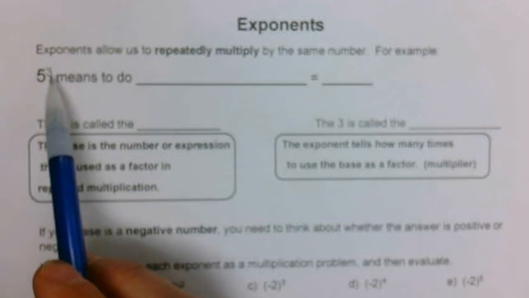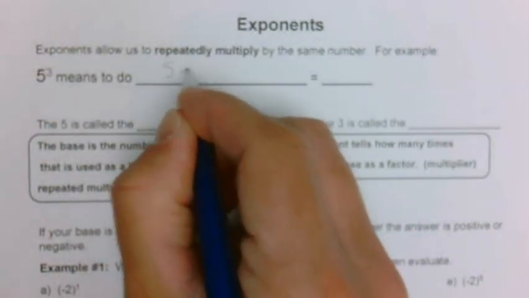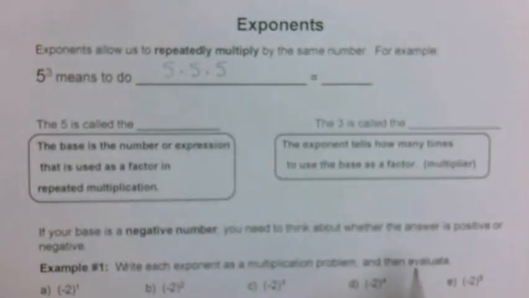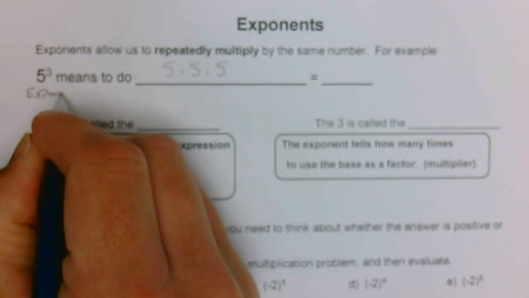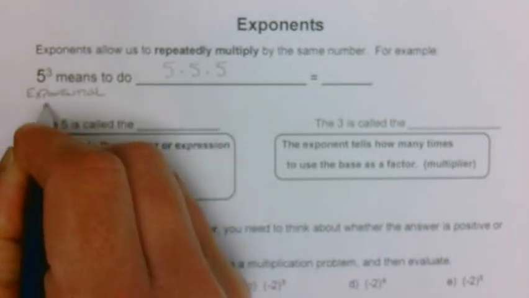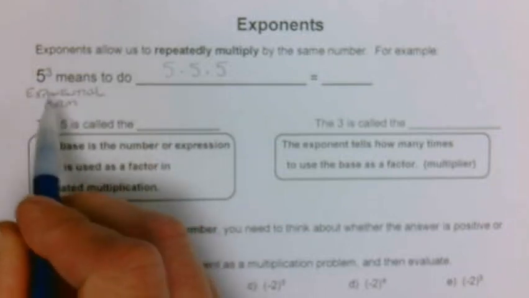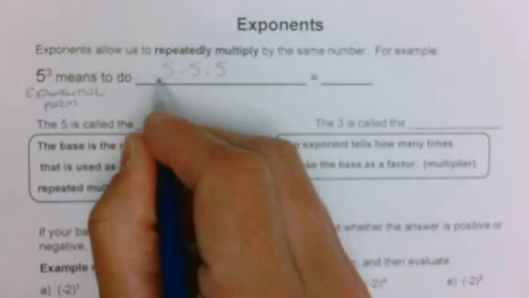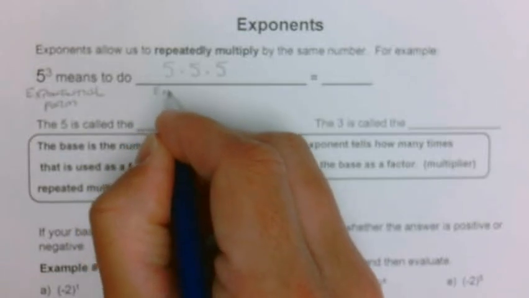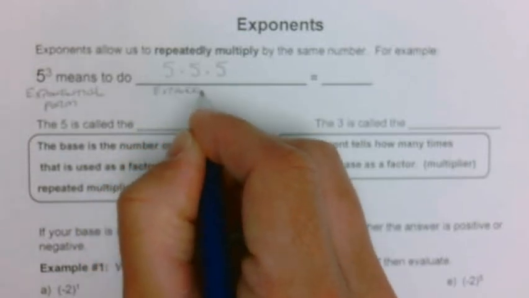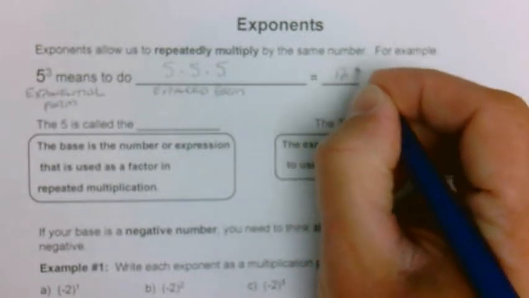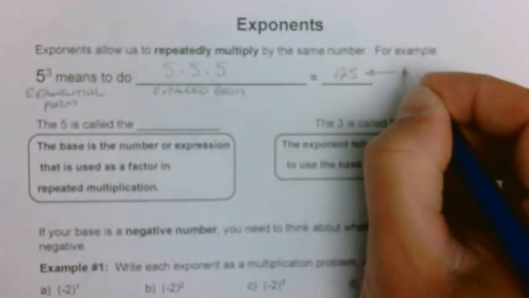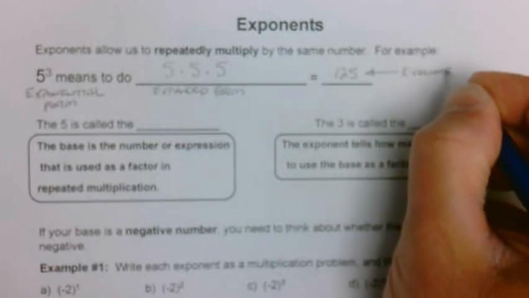For example, 5 to the third power means to do 5 times 5 times 5. Okay, 5 to the third right here, this is written in what is known as exponential form. And then the way that we've just written it here, 5 times 5 times 5, this is called the expanded form. Okay, we expanded it to mean 5 times 5 times 5. And now when we do the multiplication, that gives us 125. And this is known as the evaluated form.